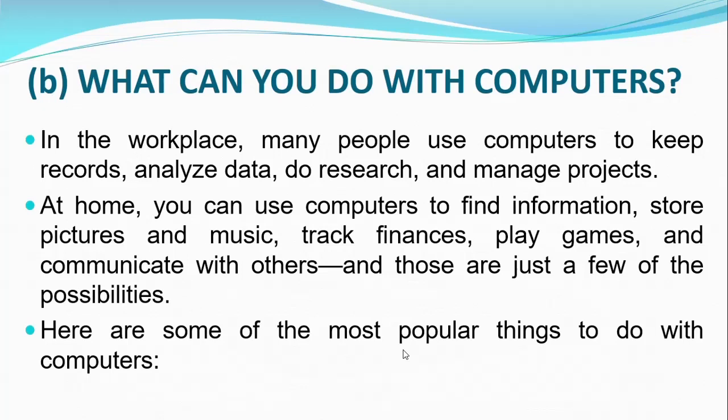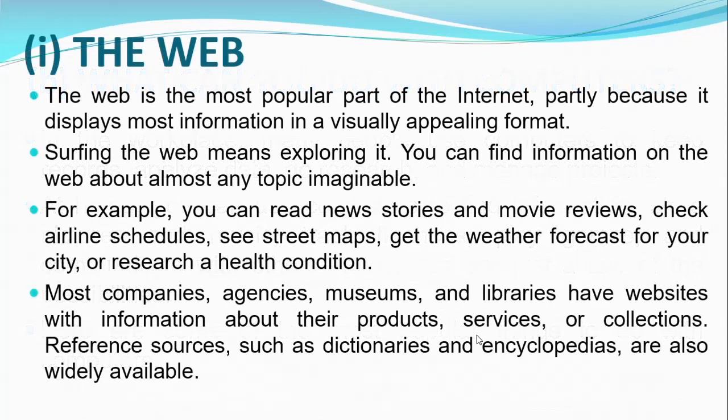1. The web. The World Wide Web, usually called the web, is a gigantic storehouse of information. The web is the most popular part of the Internet, partly because it displays most information in a visually appealing format. Headlines, text, and pictures can be combined on a single web page, much like a page in a magazine, along with sounds and animation. A website is a collection of interconnected web pages. The web contains millions of websites and billions of web pages. Example of a web page: Microsoft Game Studio.